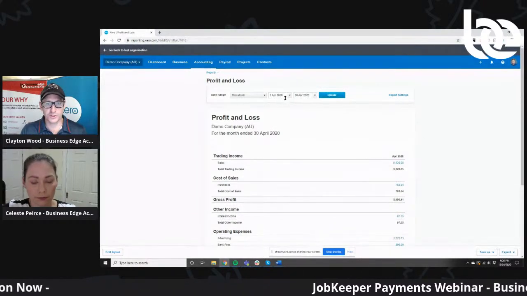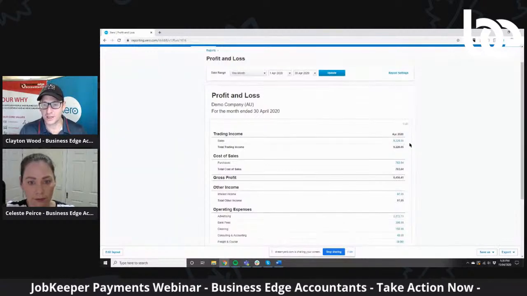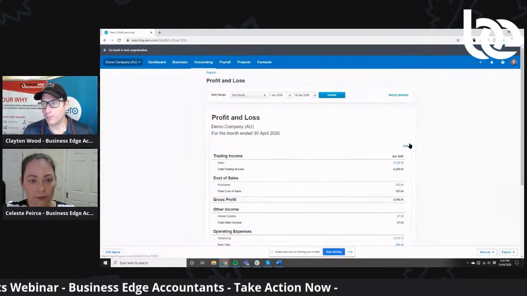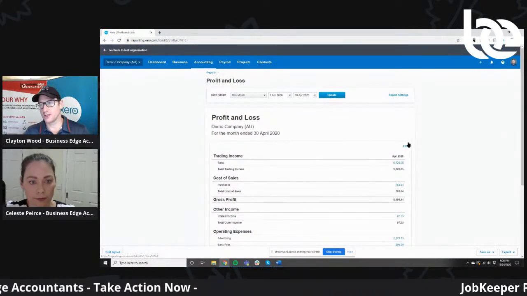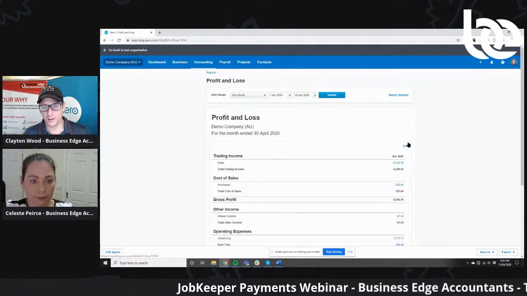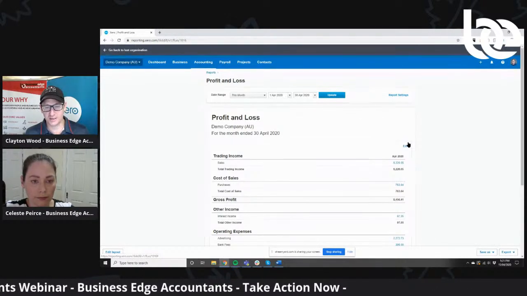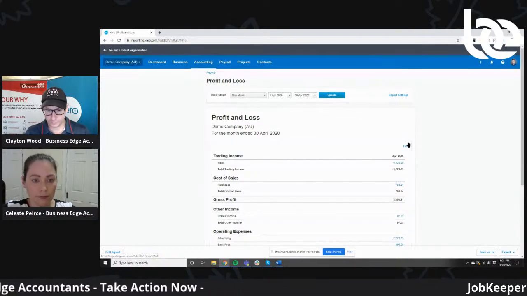This report's showing 1st of April 2020 to the 30th of April, showing that the demo company's got sales of $9 grand. The problem with this is the ATO wants you to compare this year to last year. So it's got to start from the 30th of March. So seeing where you lie in that regard to project out what your sales will be.